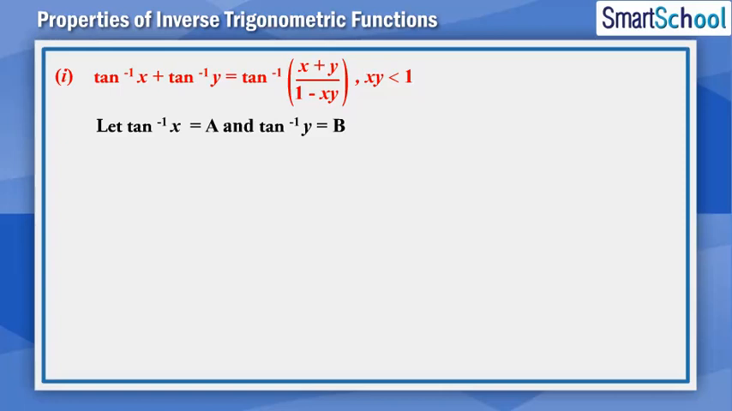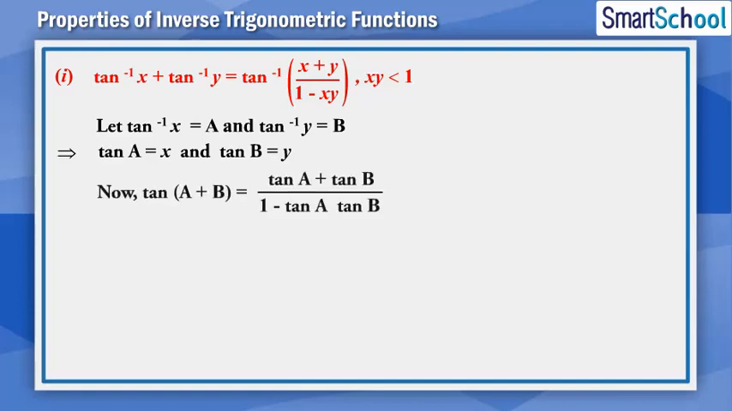This implies tan a is equal to x and tan b is equal to y. Now, tan of a plus b is equal to tan a plus tan b upon 1 minus tan a into tan b. Substituting the values of tan a equal to x and tan b equal to y in the equation, we get tan of a plus b is equal to (x plus y) upon (1 minus xy).